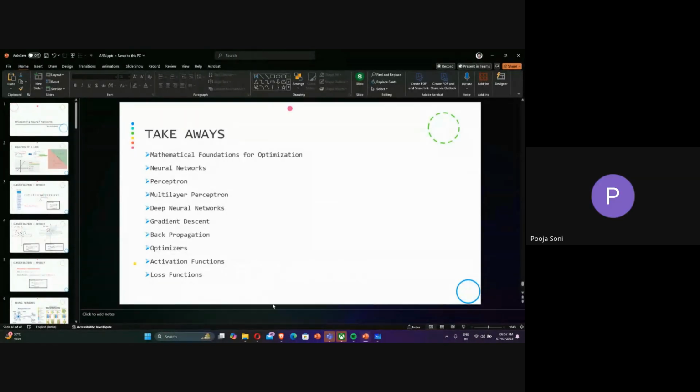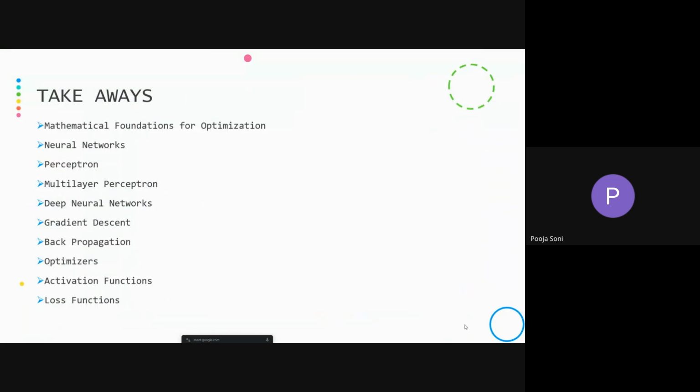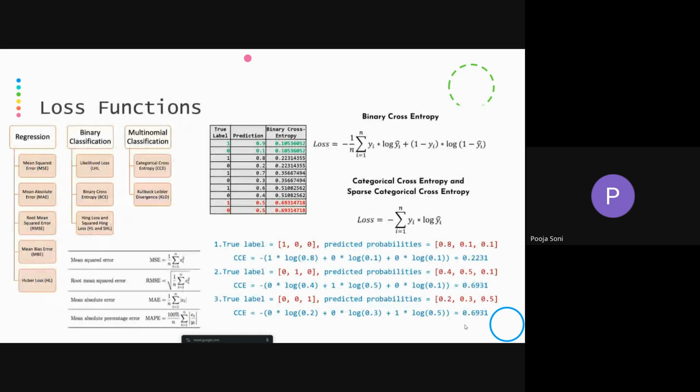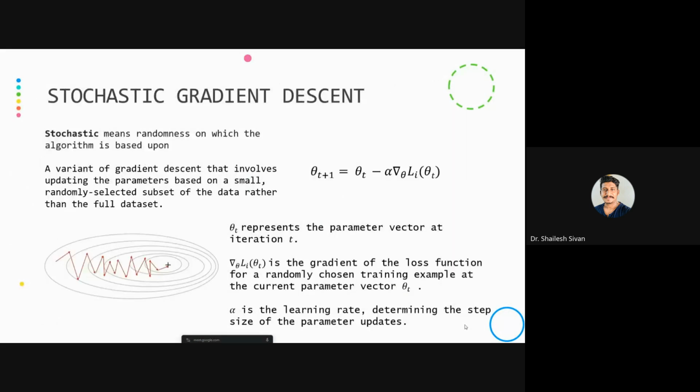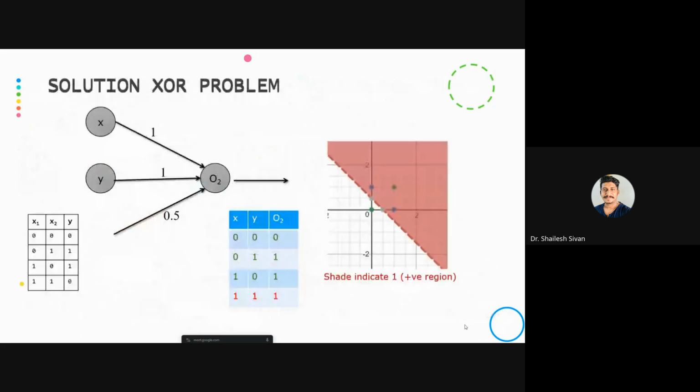Sir, is a derivative same as gradient, or is there any difference between the two? Yes, I'm going to tell that. So with that point, we can start.